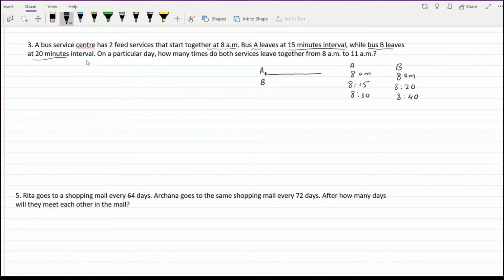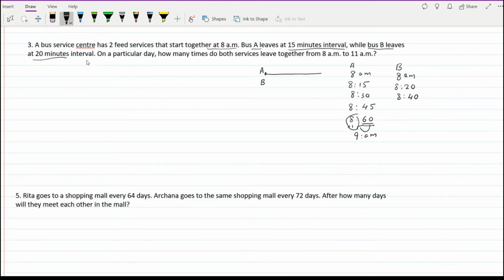Now if you continue like this, what will happen? I will write two or three more steps. Here, 15 minutes more means 8:45 will come. Next, 15 minutes more gives 8 hours 60 minutes, but this 60 minutes is 1 hour. If you add that 1 hour, this will become 9 a.m.